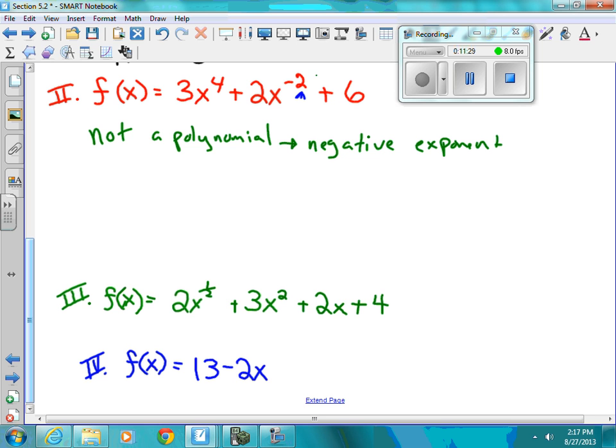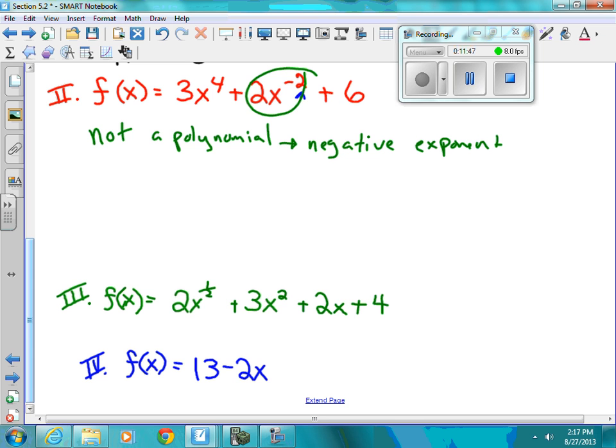This x to the negative 2 right here, 2x to the negative 2, that's the term that made it not a polynomial. If it's not a polynomial, we don't have to do the rest of the stuff. We don't have to put it in standard form, and we don't have to do what type because it's not even a polynomial.